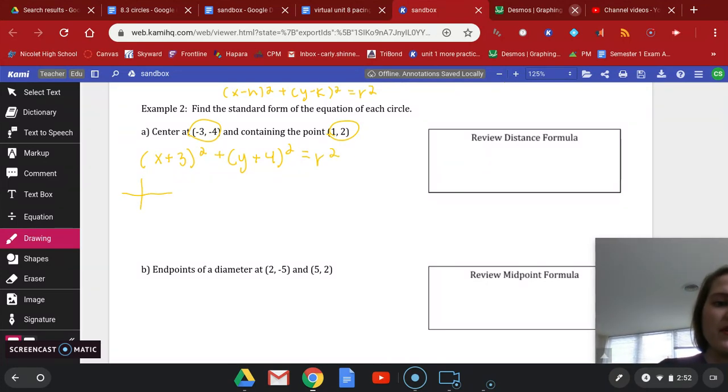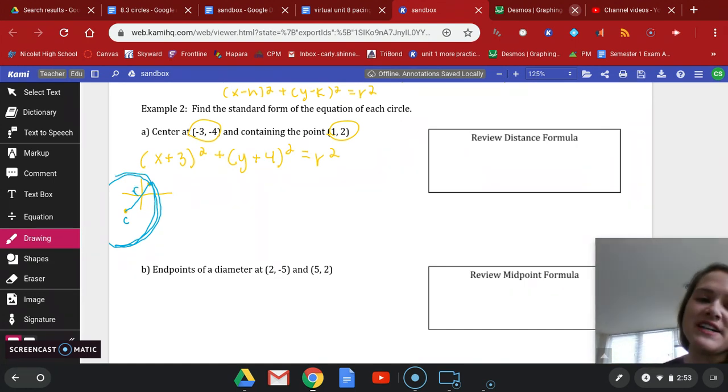Okay, so think about this. (-3, -4) is my center, and it contains the point (1, 2). Alrighty, well, isn't the radius just going to be the distance between my center and the point on the circle, right? Think about if I were, Gibbon's circles are much better than mine.